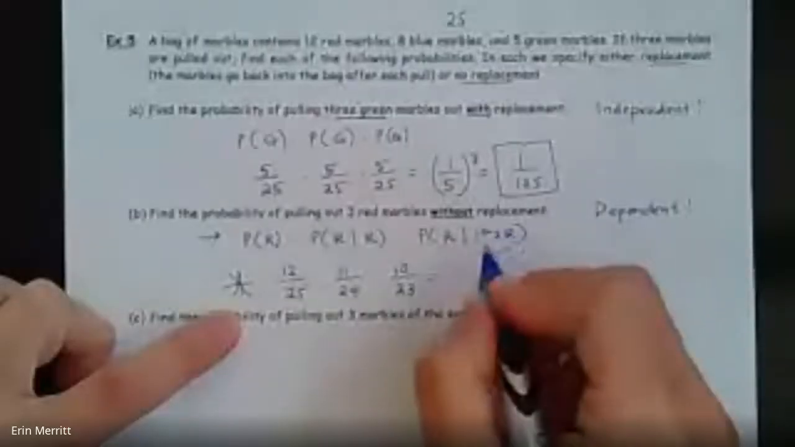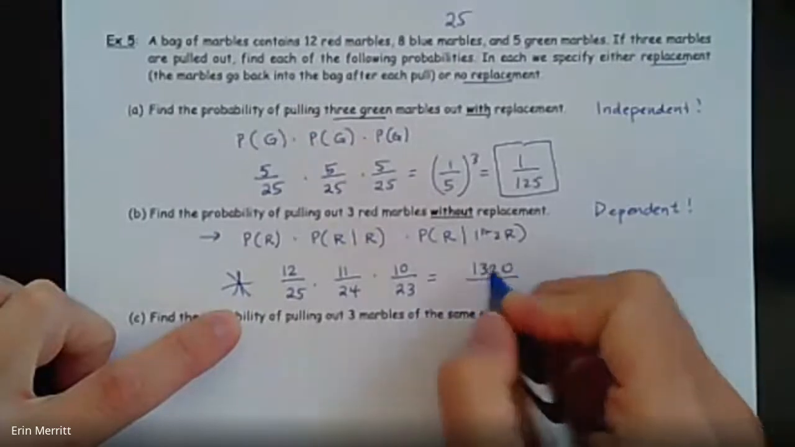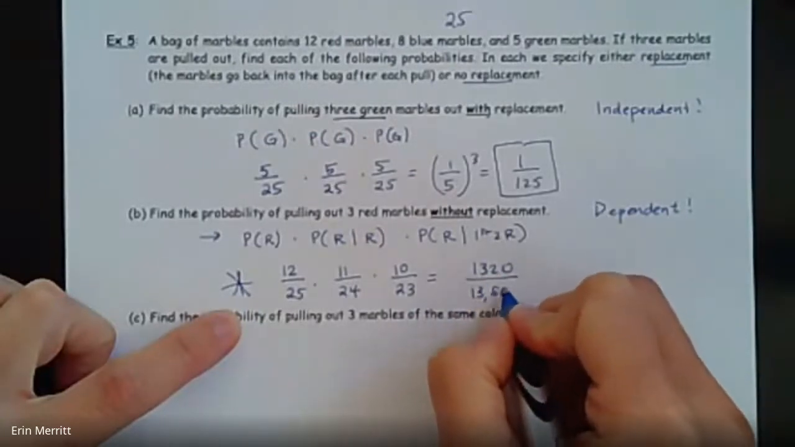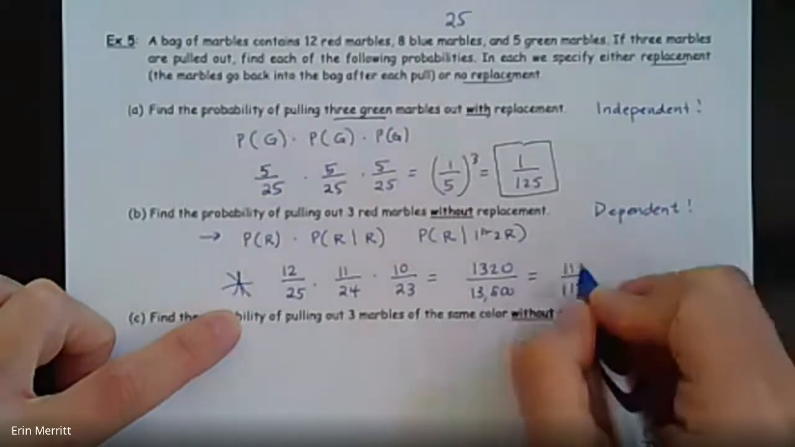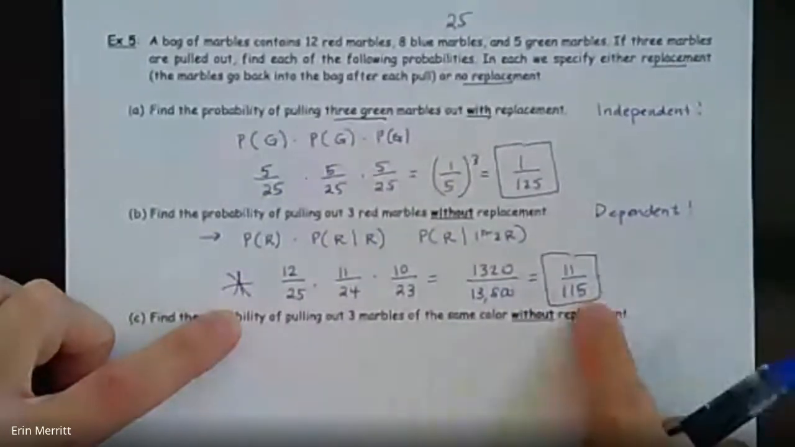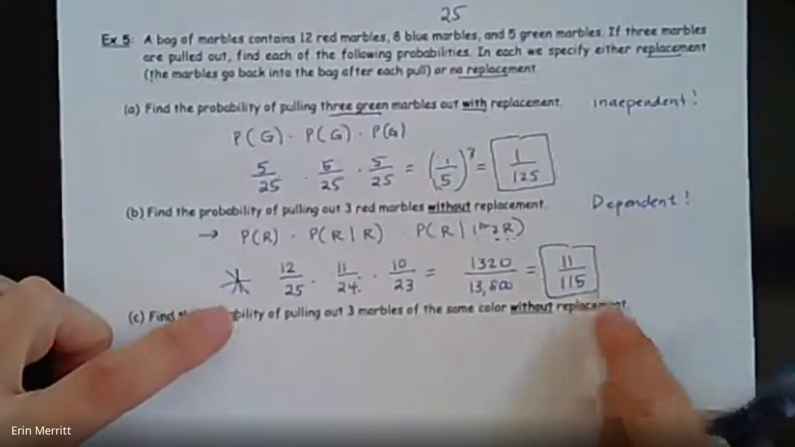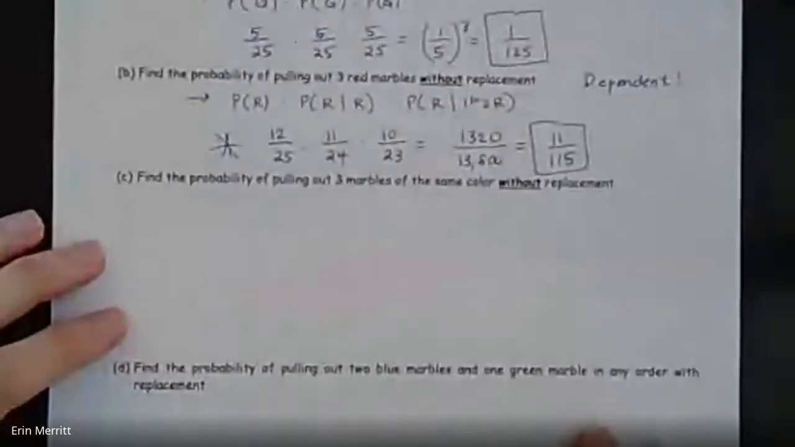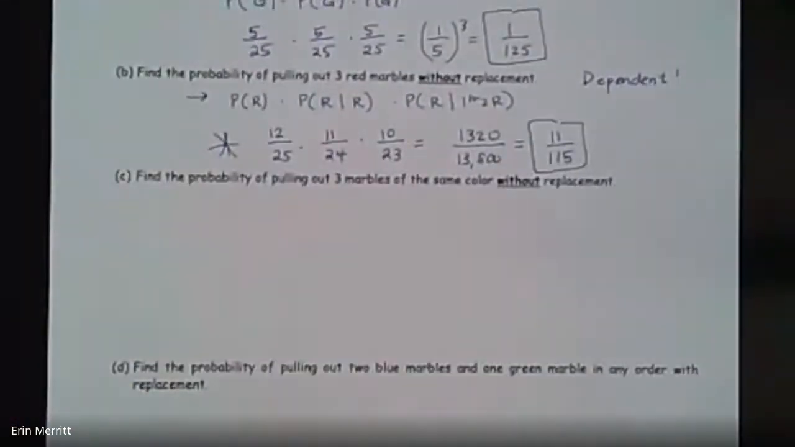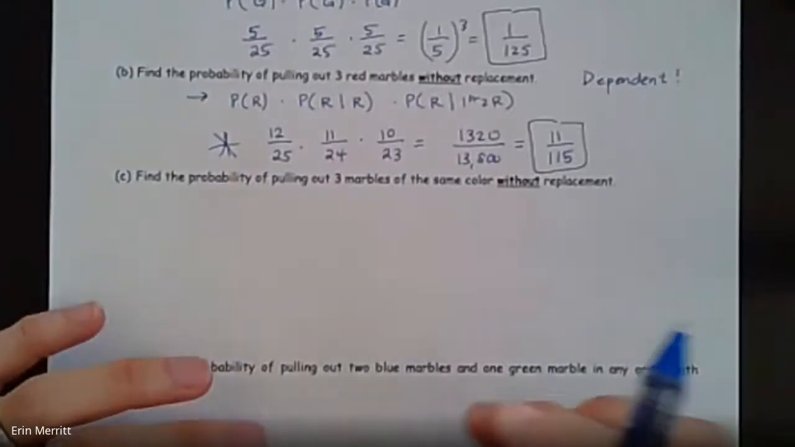If you trust my calculations, which I hope you do, it would be 1320 over 13,800, and that'll reduce to 11 out of 115. And if you're looking at that and wondering what that is, you can always divide it and get a decimal to give you a better idea, percentage-wise, what that is. Last part, find the probability of pulling out 3 marbles of the same color without replacement.